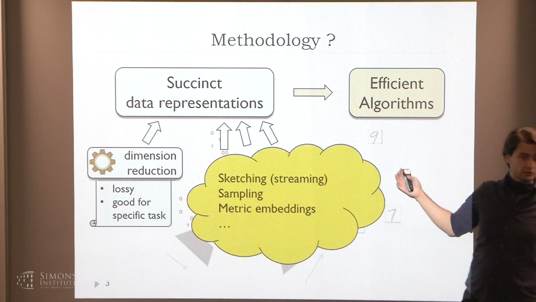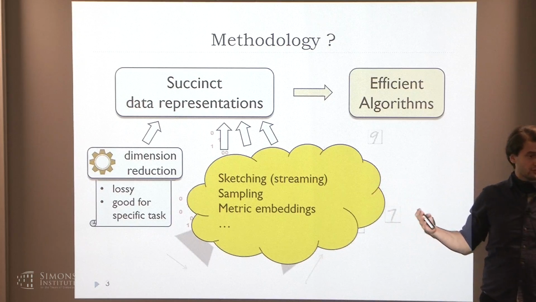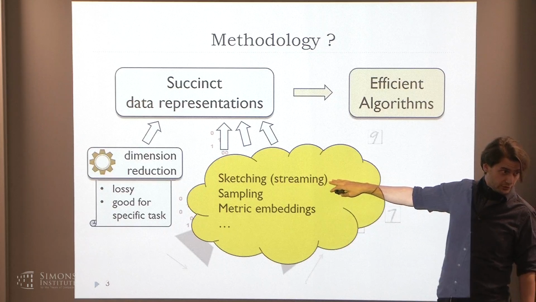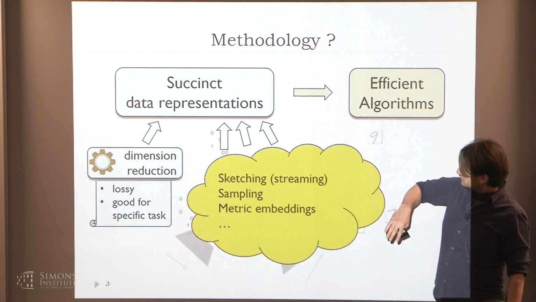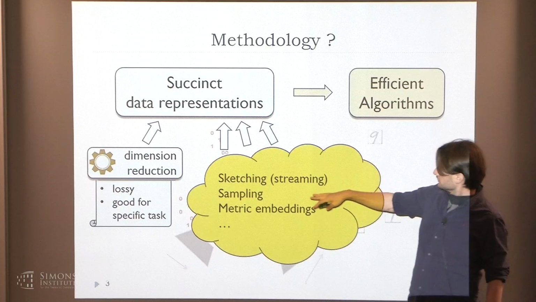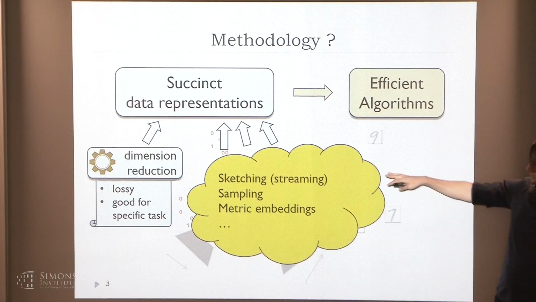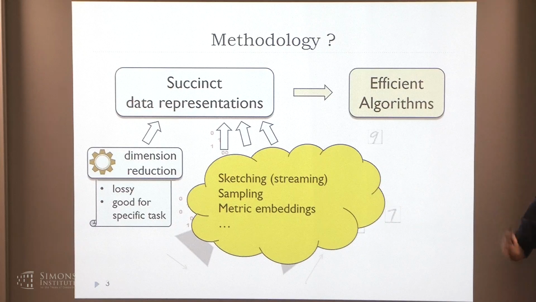So sketching in particular is a natural computational generalization of dimension reduction, and was originally proposed in the streaming community. And there are others, more specialized: sampling, metric embeddings, and other methods. So I'm mostly focused on sketching, but we should think about this as there being more ways to get these succinct data representations.